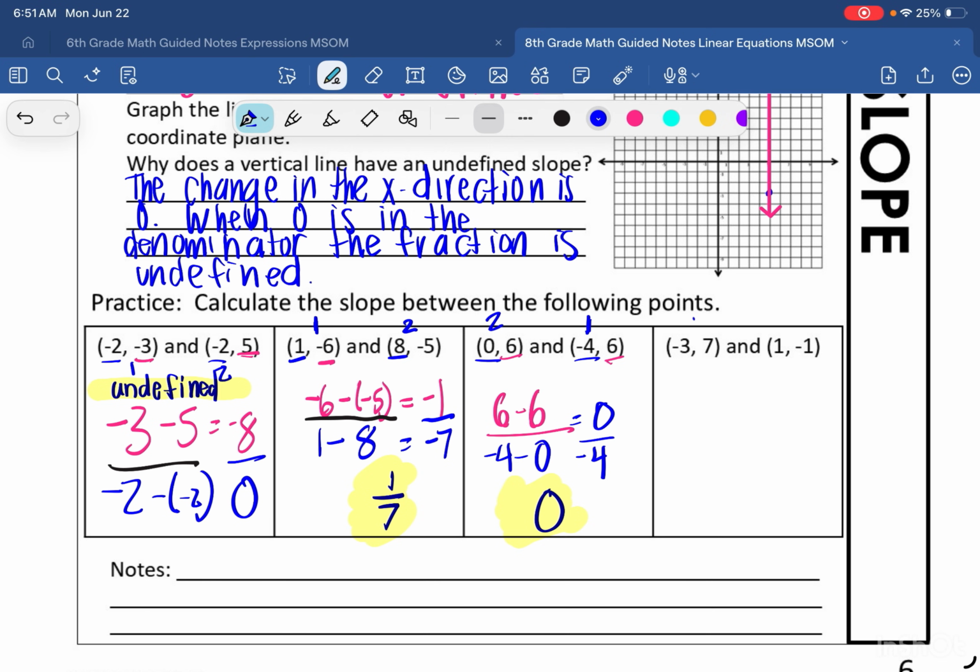Let's mark my points. 1, 2. So we have 7 minus a negative 1. 7 minus negative 1 is the same as 7 plus 1, which equals 8. And then we have negative 3 minus 1. Negative 3 minus 1 is a negative 4. 8 divided by negative 4 is a negative 2. So my slope is a negative 2.